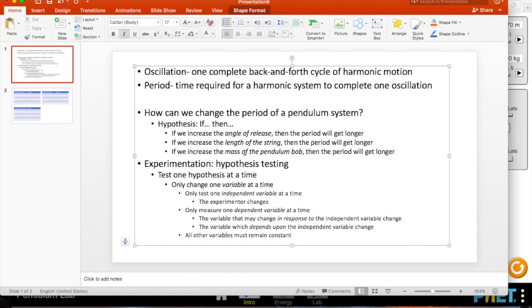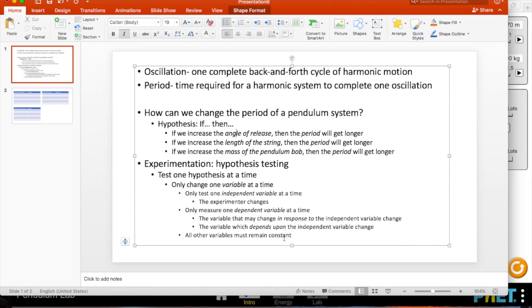So two different ways to define dependent variable. Independent variable is what we're changing. The dependent variable over here is always going to be the period, what we're measuring and hoping to see a change in response to these independent variables. If we increase the angle of release, the period as a response may get longer. That's our educated guess based on observations. That's our if-then statement. That's our hypothesis that our experiment is going to test.